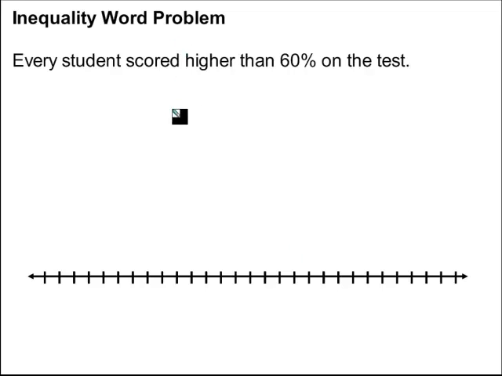Every student scored higher than 60% on this test. So if we take out some keywords here, student score, higher, and 60% are what I'm looking at. Okay, so the student score, let's call it S, is higher. I'm going to say that's greater than 60%. And then go back and think, could it be 60%? No, higher just means above. So we just have higher.